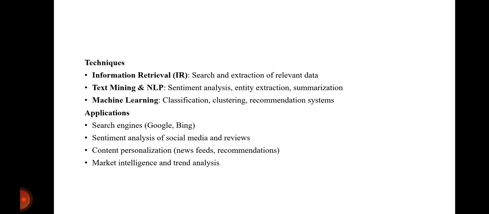Additionally, recommendation systems are also included here. A recommendation system is a trained model in which the system gives suggestions or feedback based on how intelligently the system was trained. Those types of trained system models are referred to as recommendation systems. And the applications are search engines, sentiment analysis of social media and reviews, content personalization, market intelligence, and trend analysis.